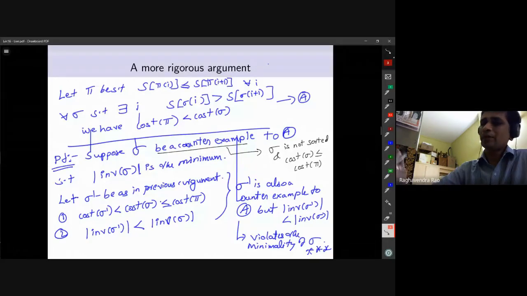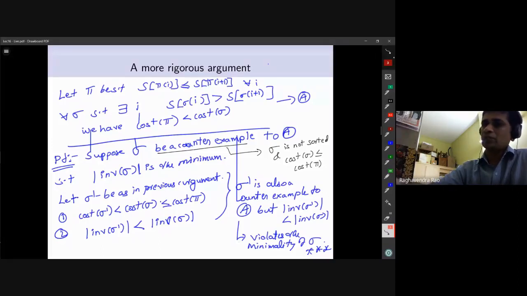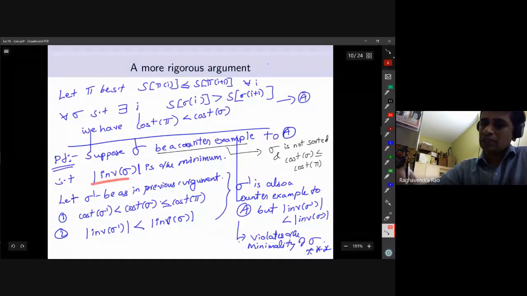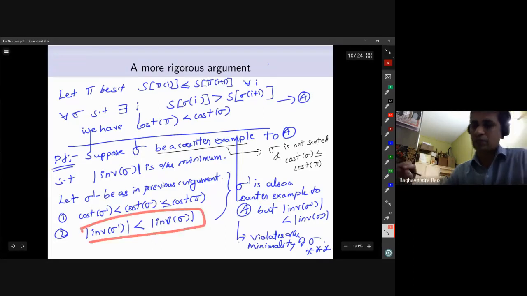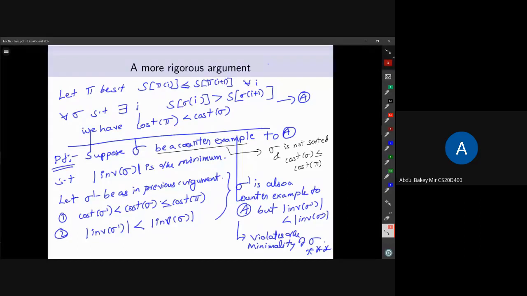Even in the corner case, what we get is a sorted array of smaller cost, which is a contradiction to this statement. Otherwise, what we get is a contradiction to the statement that among the counterexamples, sigma has the smallest number of inversions, which is not true because we got another counterexample whose number of inversions is smaller than the number of inversions in sigma. Okay, got it. Thank you, sir.